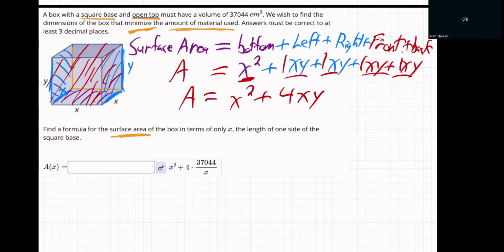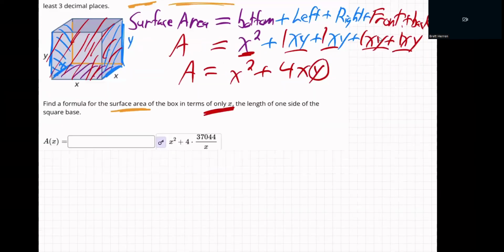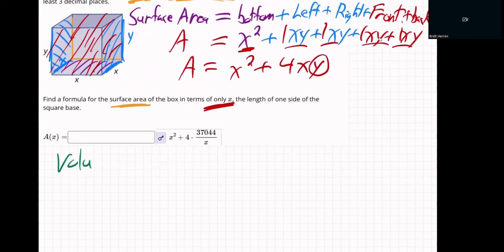Now, we're not done because they said in terms of only x. So they don't want this y here. We've got to get rid of that y somehow. Well, how in the world are we going to do that? Well, we have another fact we haven't used, the volume. Now, what's the volume of a box? It's length times width times height. You could change them around.